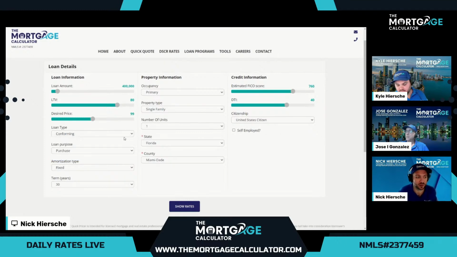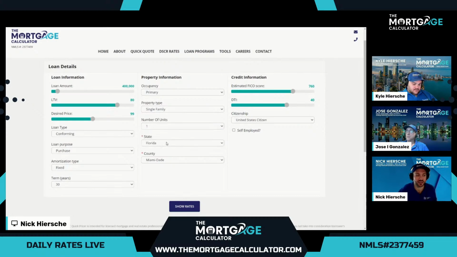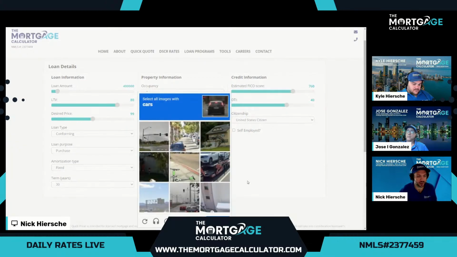So for our first demo today, we'll check out our conforming conventional rates. We're going to keep everything as a purchase, 30-year fixed standard loan. We're going to have primary for these first examples, single family property, 1 unit, nice and easy. State of Florida, county of Miami-Dade, that's where our office is based. And for all of our demos today, we'll use a 760 estimated FICO score and a 40 estimated debt to income ratio in order to get our pricing. So let's check out our rates for today.